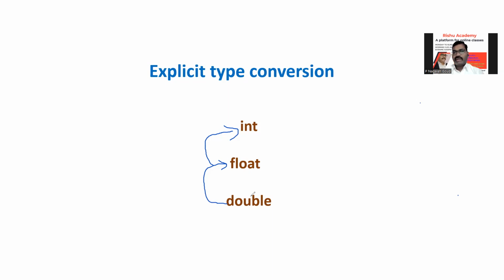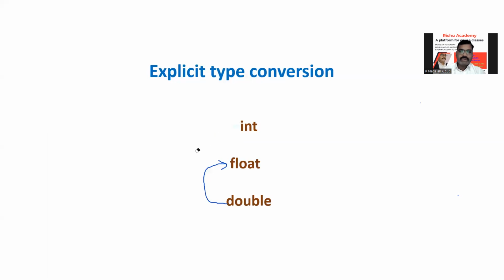But in case of explicit type conversion, if you want to convert double into float, float into integer, you are converting higher order into lower order. So the programmer has to write a separate statement to convert higher order variable into lower order variable.